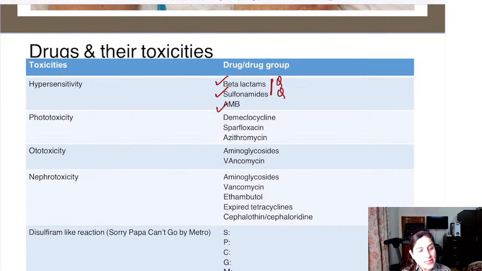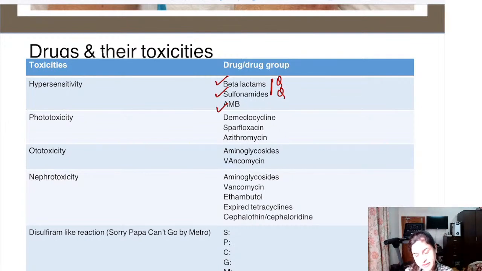And there is cross sensitivity between the beta-lactams. Except which of the beta-lactams can be used if there is a hypersensitivity reaction to penicillin? Which of the beta-lactams can be used if, let's say, the patient has had an allergic reaction to penicillin? Which of the beta-lactams can still be used?